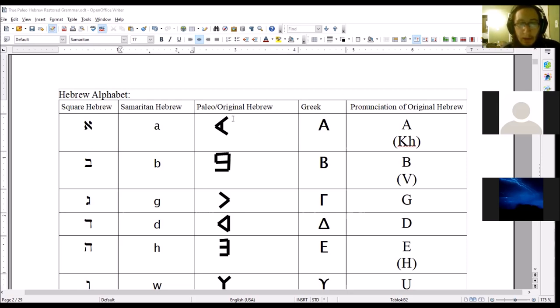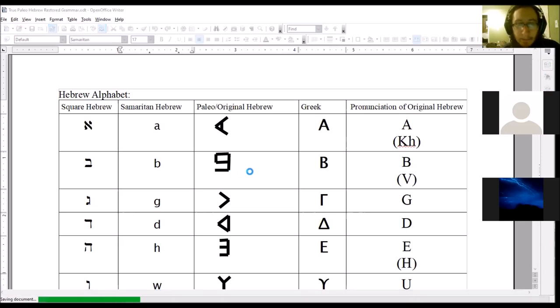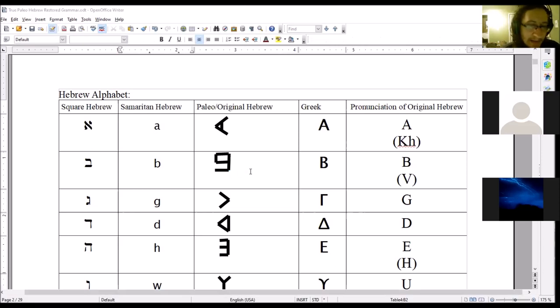So we have the Paleo-Hebrew Aleph. The first letter is called Aleph, and look at that. It's a sideways A. Looks just like an A, it's just sideways. The second letter is Bet. It's called Bet, and it looks very similar to a B. Not 100% identical, but very close.